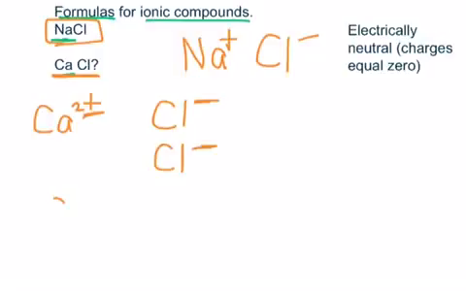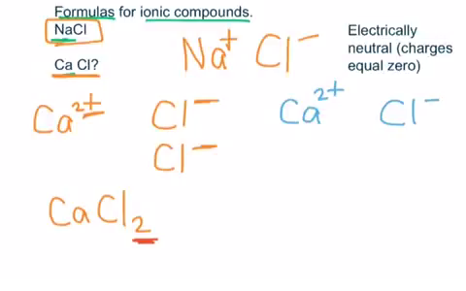When I write that as a formula, I don't write the charges. I write CaCl with a subscript of 2, and the subscript of 2 here tells me that I have 2 chloride ions. Now, a shortcut to obtain the same answer is using the charges and doing what we call crisscrossing them.